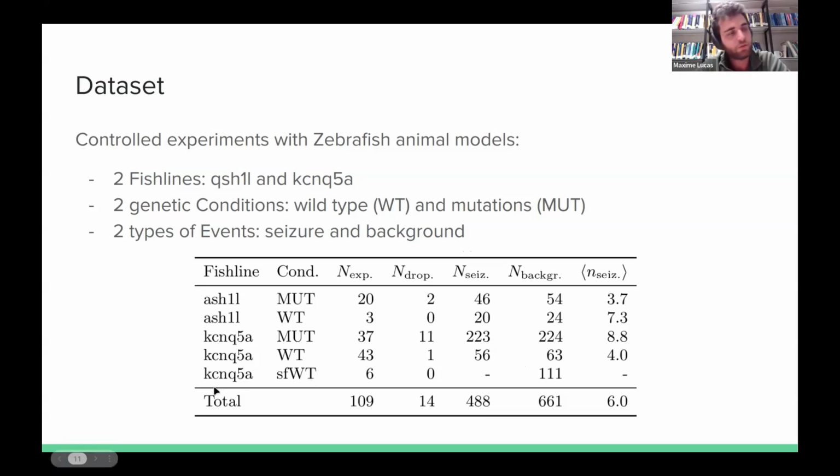You'll see that we have a 5th subgroup. This subgroup is basically the same as this wild type one with this one fish line, but it's a subgroup of fish that have not had any seizures. So in the other case, this wild type are fish that have had some seizures, and these ones have not. Okay, and then you will see that we will try to compare these.